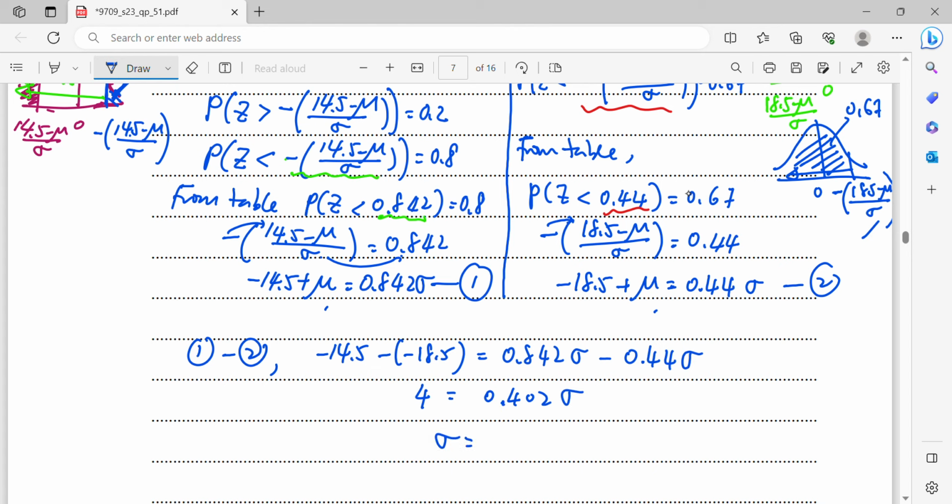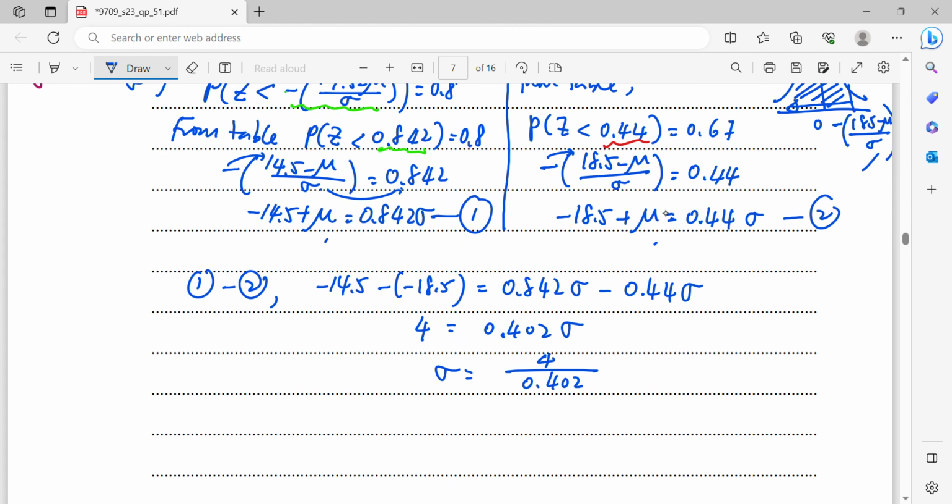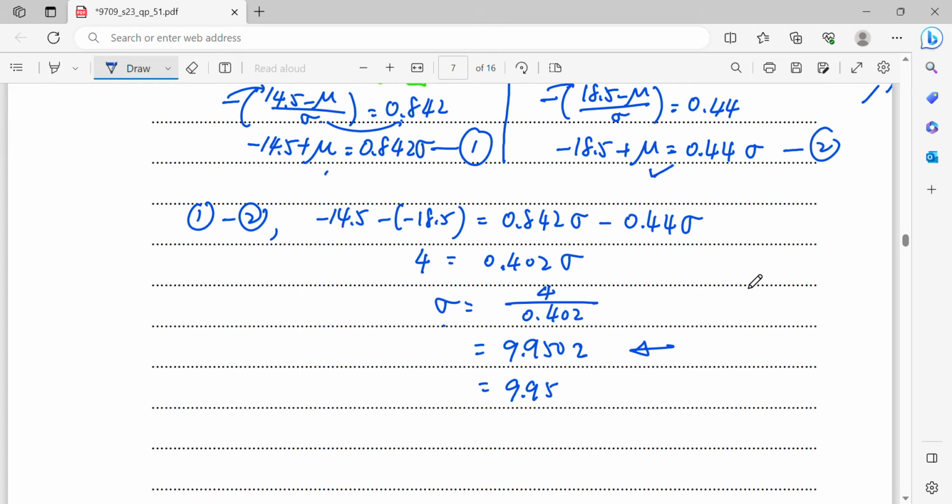So your sigma is 4 divided by 0.402. And my sigma is going to be 9.9502. Final answer, I leave it to 3 significant figures, so 9.95. Now I need the sigma to get the mu. That's why before I write down the final answer of sigma as 9.95, I write it as 9.9502, because I'm going to use this value for the next calculation.